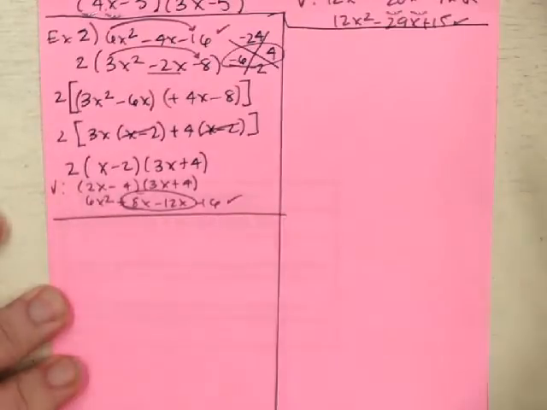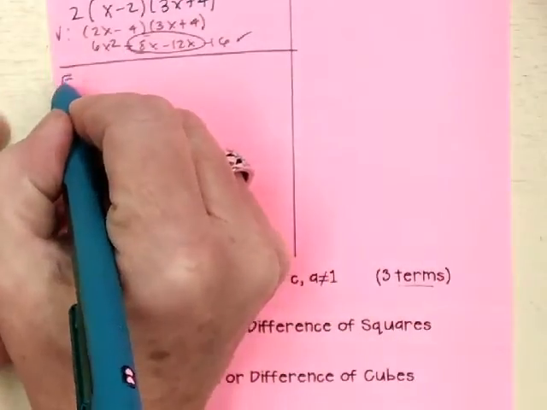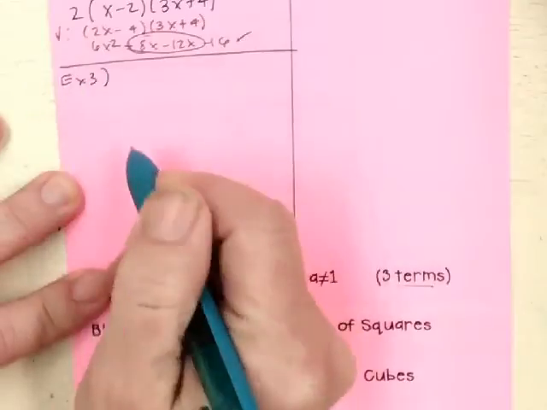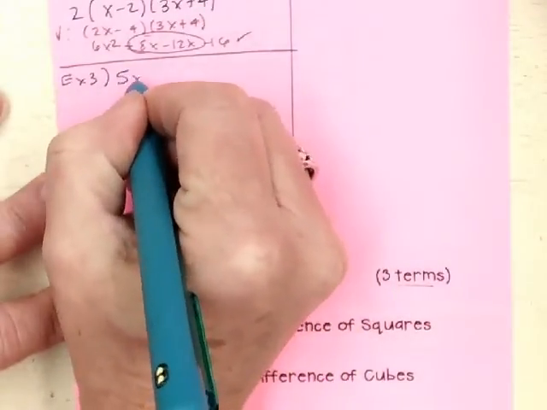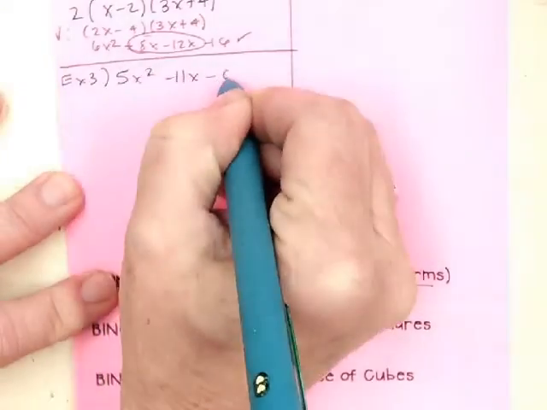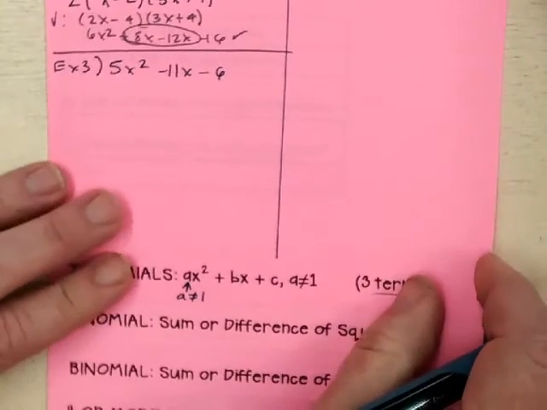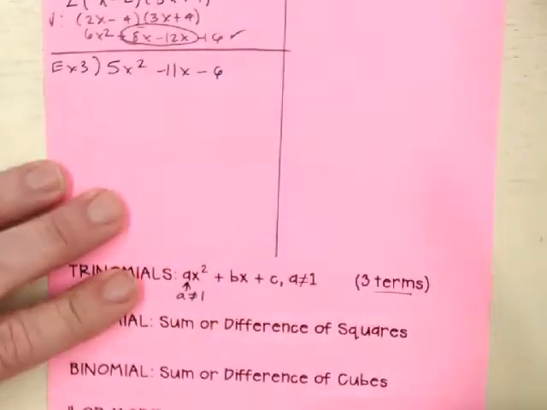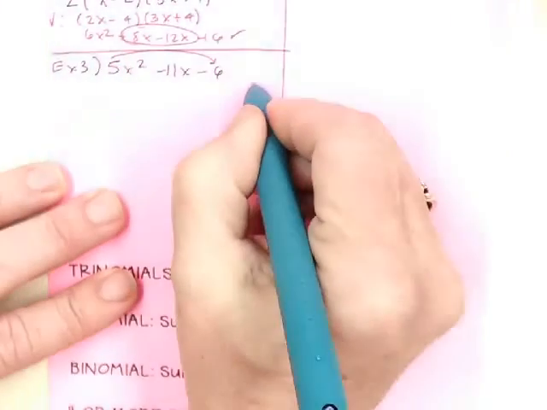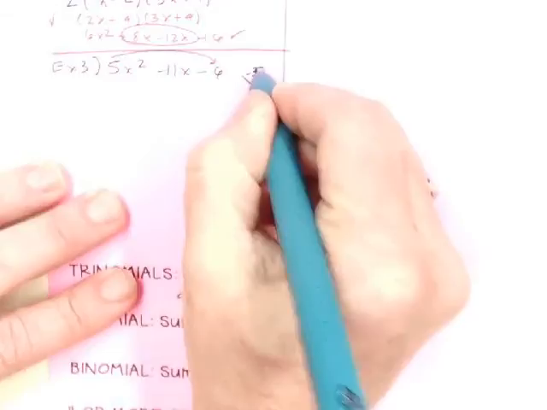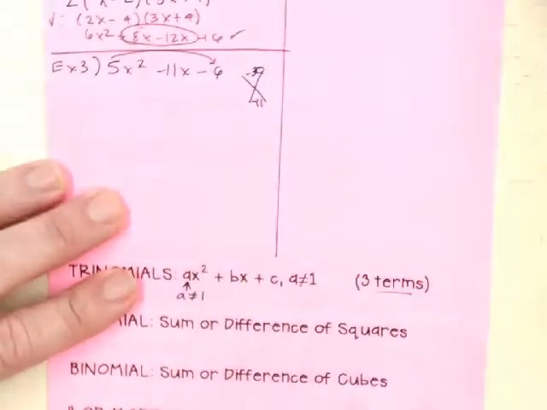Let's do one more. If I have 5x squared minus 11x minus 6, do you have a greatest common factor? Look for that first. If you don't, then go straight to where you have to bust the b. I'm going to multiply 5 times negative 6, and that's going to give me negative 30. I need things that multiply to give me negative 30 and add to give me negative 11.